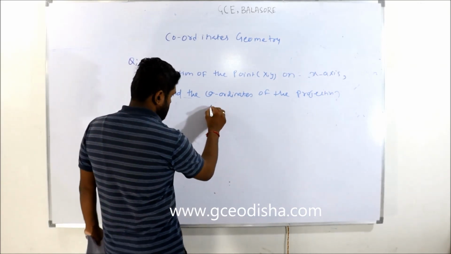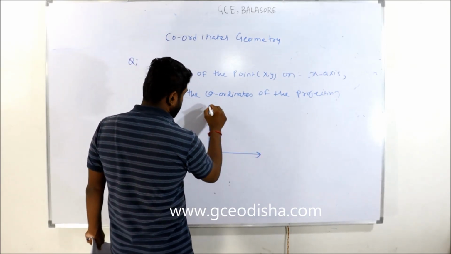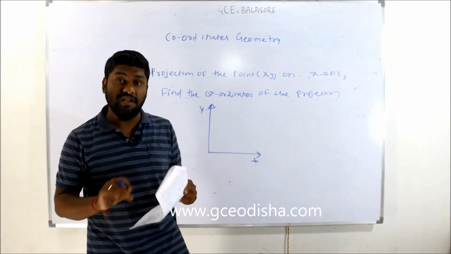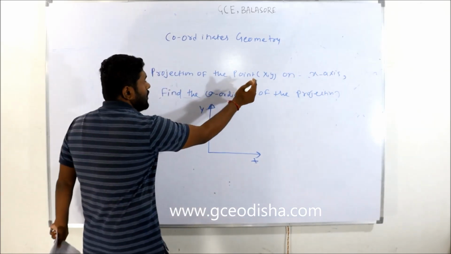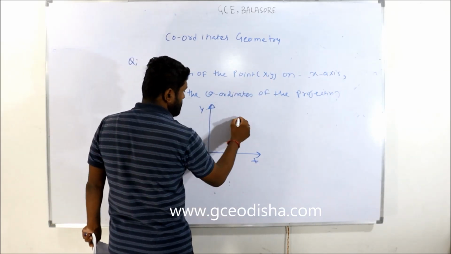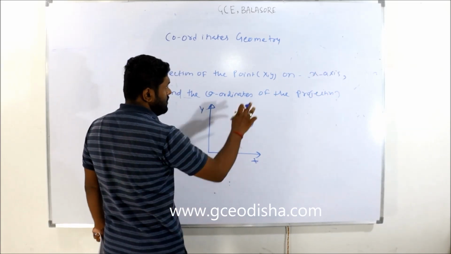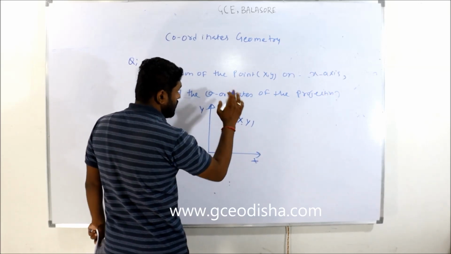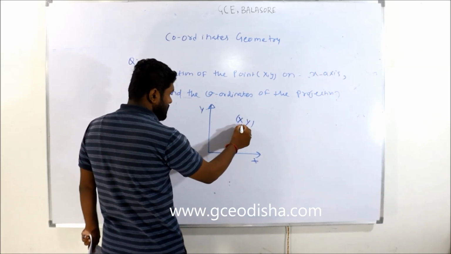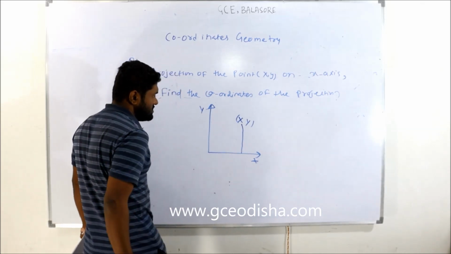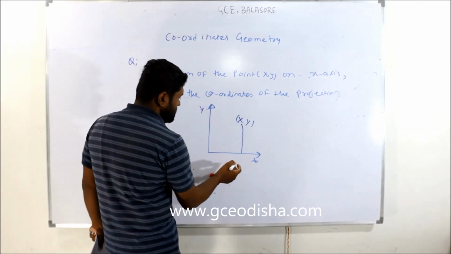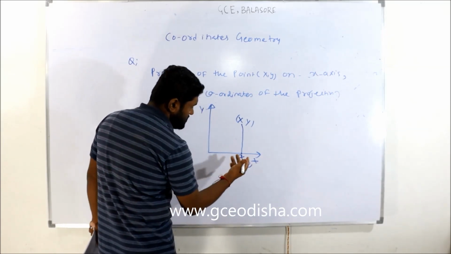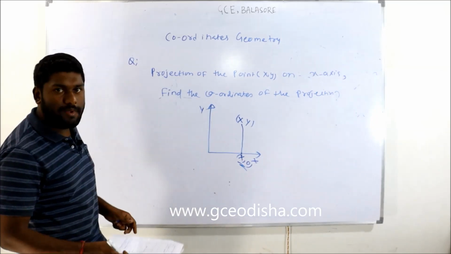Okay, let's draw a diagram. First you need to draw a diagram. In any coordinate question, first you need to draw a diagram. This is very important. Like the point (x, y), both are positive. This is the point (x, y). To find the projection on the x-axis, like the point P here, projection means the perpendicular on the x-axis. Then find the coordinates of the projection. What are the coordinates here? This is (x, 0). This is the answer. Simple.